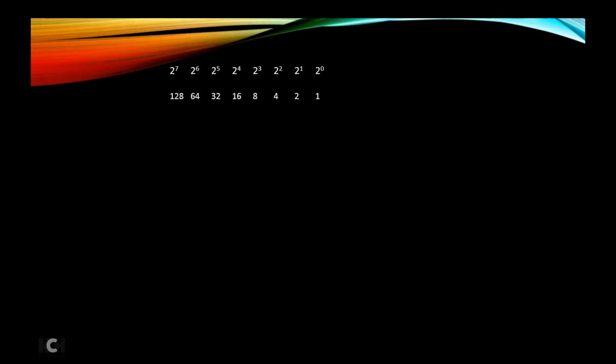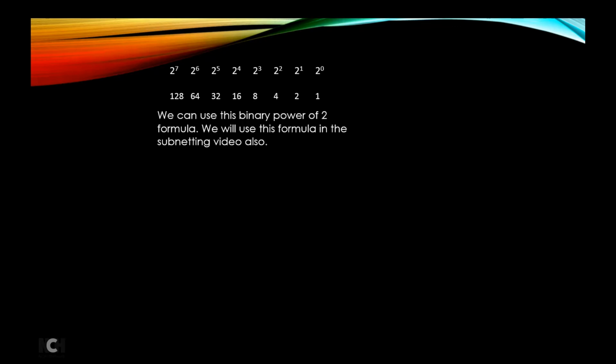Our binary formula: 2 to the 7th, 2 to the 6th, 2 to the 5th, 2 to the 4th, 2 to the 3rd, 2 to the 2nd, 2 to the 1st, and 2 to the 0, all with the mathematical equivalent. We can use this binary power of 2 formula. We will use this formula in the subnetting video also.